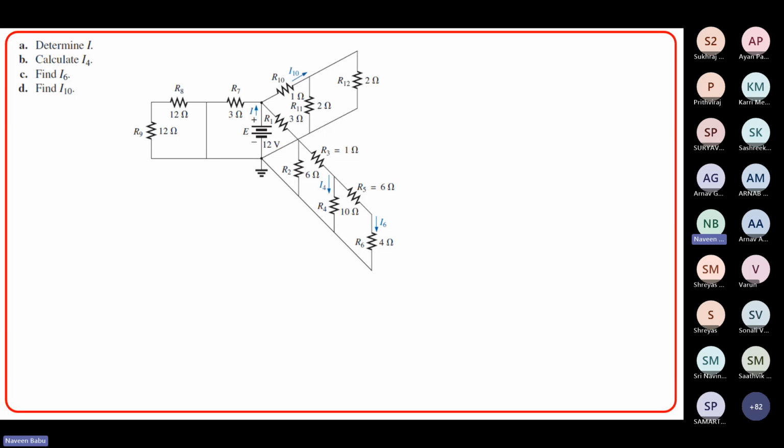Now for this particular side. So just understand this particular problem for 2 minutes. How will you find I, I4, I6 and I10? This is a very simple, straightforward problem.